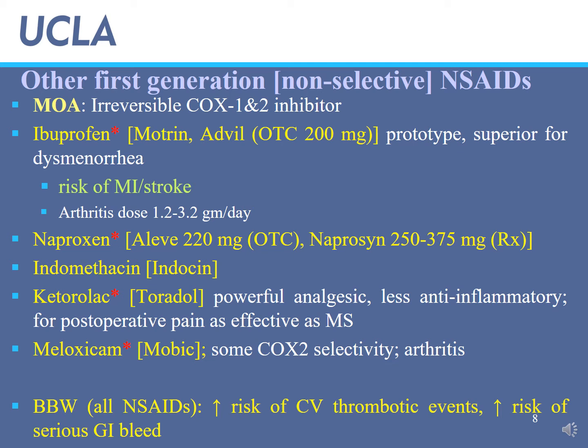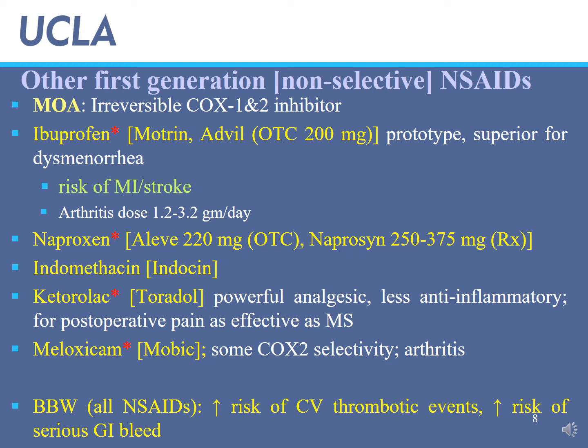Indomethacin is a prescribed medication. Ketorolac and meloxicam are both first generation non-selective prescription NSAIDs. Ketorolac is a very powerful analgesic that you will probably see in an acute care setting. It's used for postoperative pain and it's as effective as morphine sulfate. Meloxicam has some COX2 selectivity, so it was thought to cause less GI adverse effect, but overall it doesn't really seem to be that way.